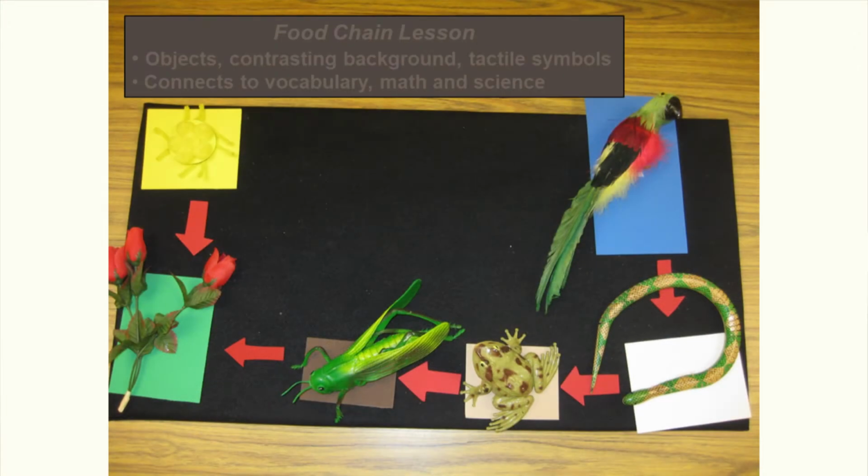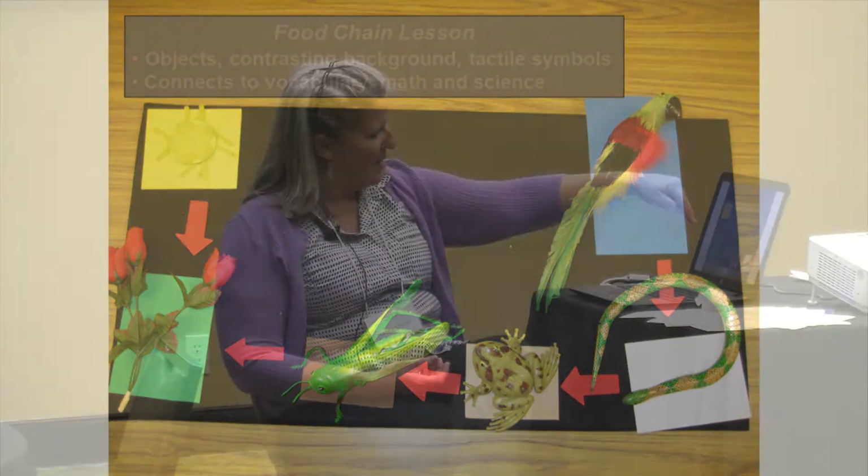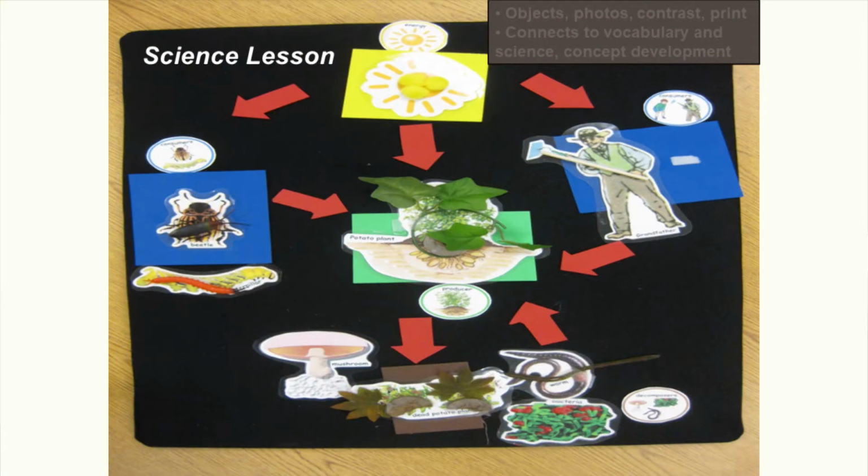Here's another food chain. So the bird eats the snake. Objects, contrasting background, it has the tactile symbols, it connects the vocabulary, math, and science. And you're talking about the food chain or different things like that. Here's another science lesson where it's got objects, photographs, contrast, print. It connects to vocabulary, to science, concept development.